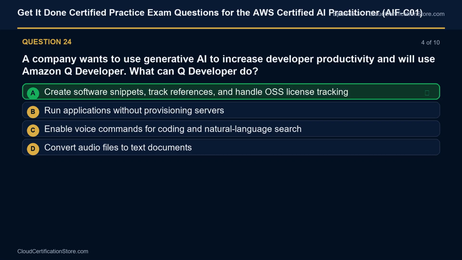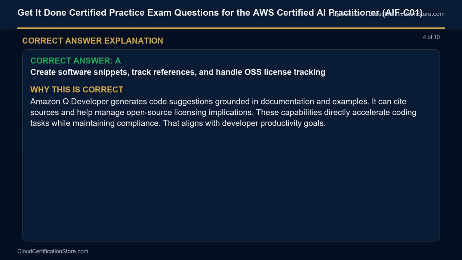The correct answer is A. Create software snippets, track references, and handle OSS license tracking. Explanation. Amazon Q Developer generates code suggestions grounded in documentation and examples. It can cite sources and help manage open-source licensing implications. These capabilities directly accelerate coding tasks while maintaining compliance. That aligns with developer productivity goals.